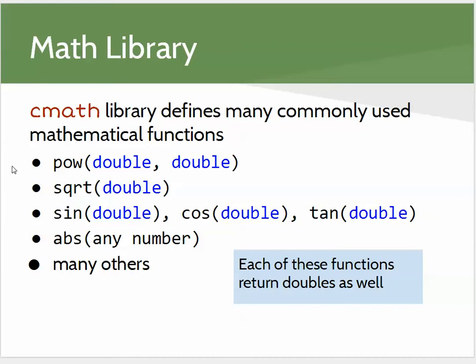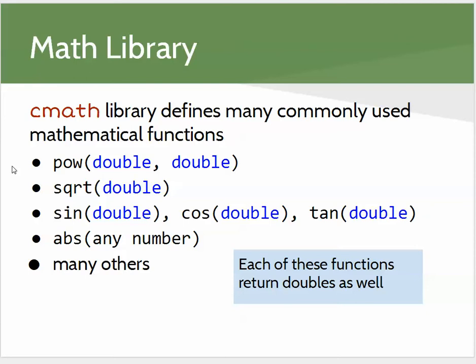Now, examples that more easily map to our concept of functions in mathematics are, of course, functions that are defined in the math library itself. So C++ comes with a math library. It's called cmath. The C stands for the C programming language. And it's got functions in it that will allow us to compute a variety of very commonly used mathematical transformations.